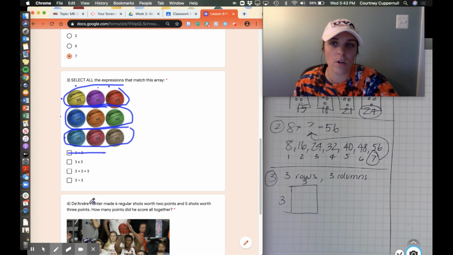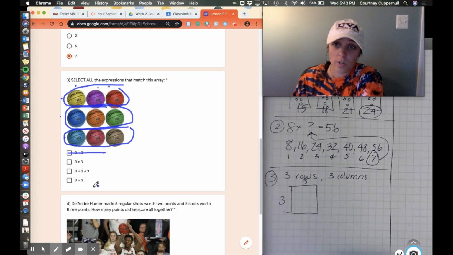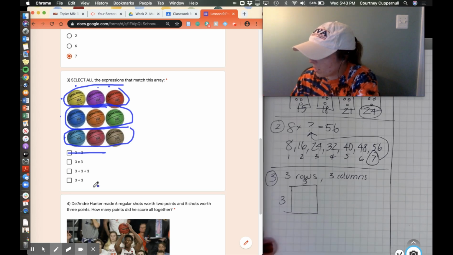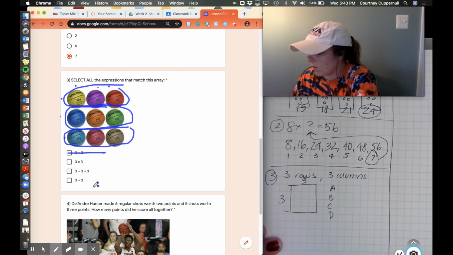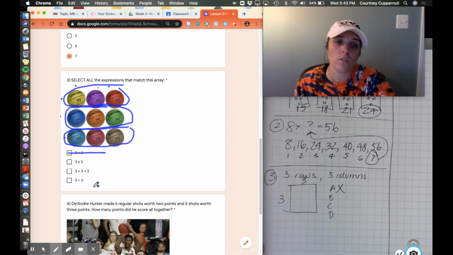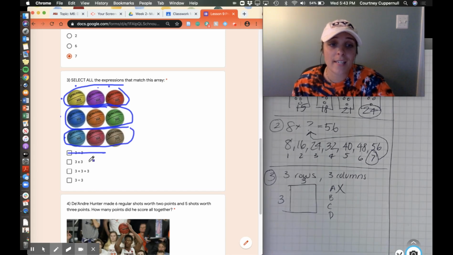So I'm going to cross it out. I know it's not an answer choice. Obviously, you guys can't mark up on your computer. So what I would do is I would write A, B, C, D, since there's 4 answer choices. And I would just put an X next to A because we know that's not our answer choice. 3 times 3.